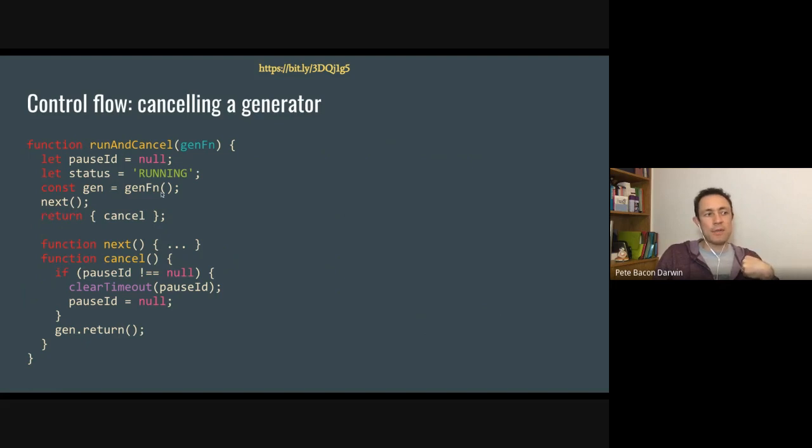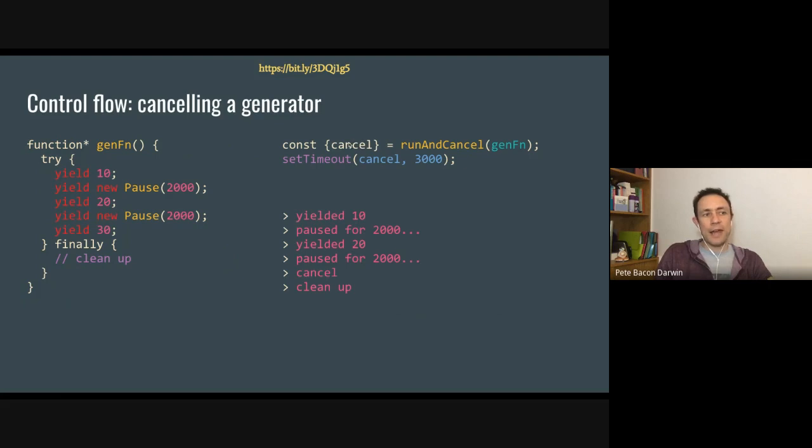What we're going to do is very similar to the previous function, but as well as having this next, it's actually going to return an object which has a cancel method on it. And then we'll capture that outside the call. So we run and cancel this generator function. While it's running, we're going to set another timeout that will trigger after 3 seconds. So what's going to happen is it will start by yielding the 10. It will wait for 2 seconds. It'll yield 20. It'll start waiting for 2 more seconds. But in the middle of that wait, this timeout is going to happen. We're going to call cancel, and that's going to kill the generator function and stop it from running. So we never get to this yield 30 point because we've canceled the generator from the outside.